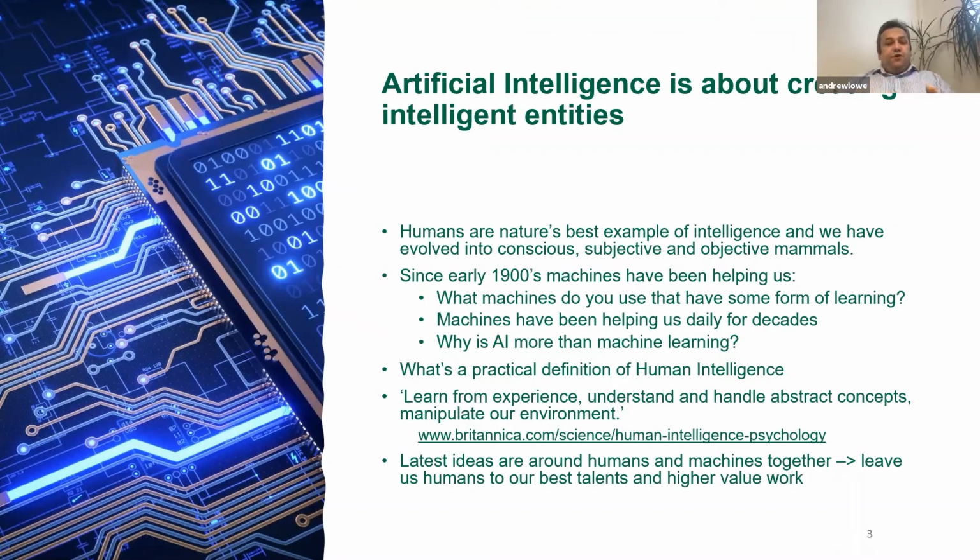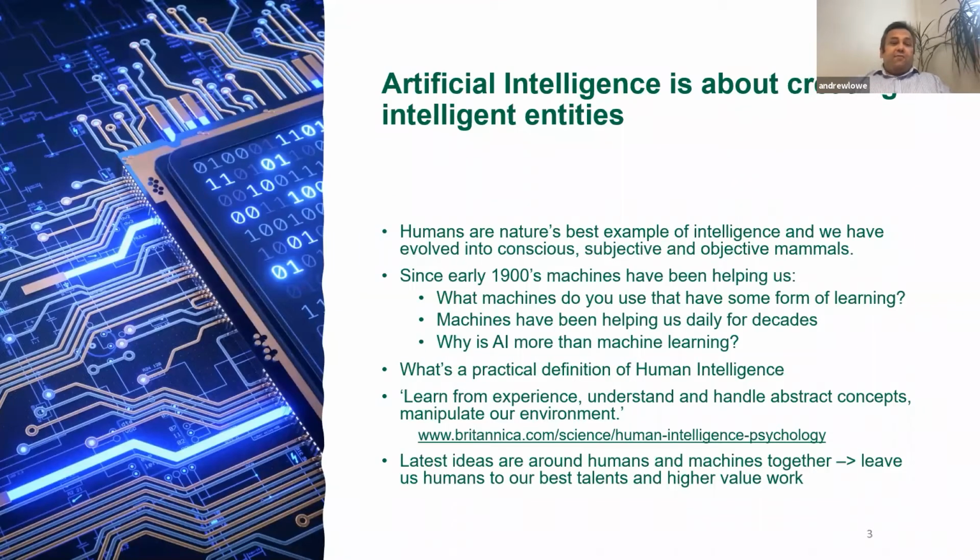So what is human intelligence? A really good practical definition is from Encyclopedia Britannica. That is, it's learning from experience, understanding things, handling abstract concepts, and manipulating our environment. What manipulating our environment means is we're achieving some kind of goal. And that means interfacing with machines, but it also means interfacing with other humans. So it's very much about humans and machines working together.